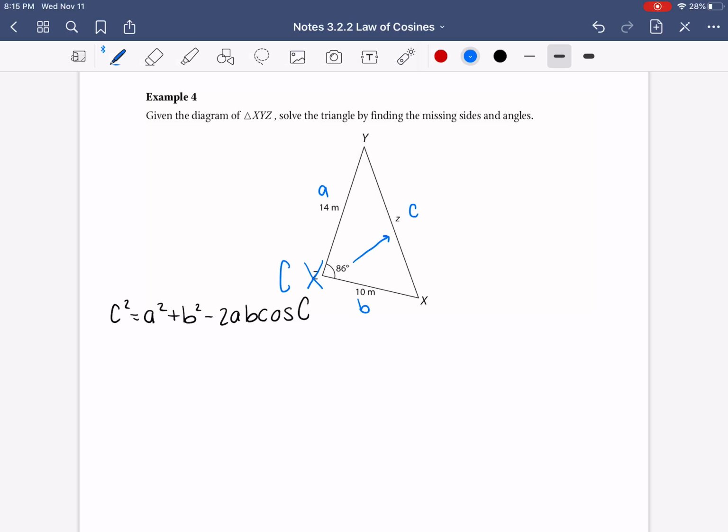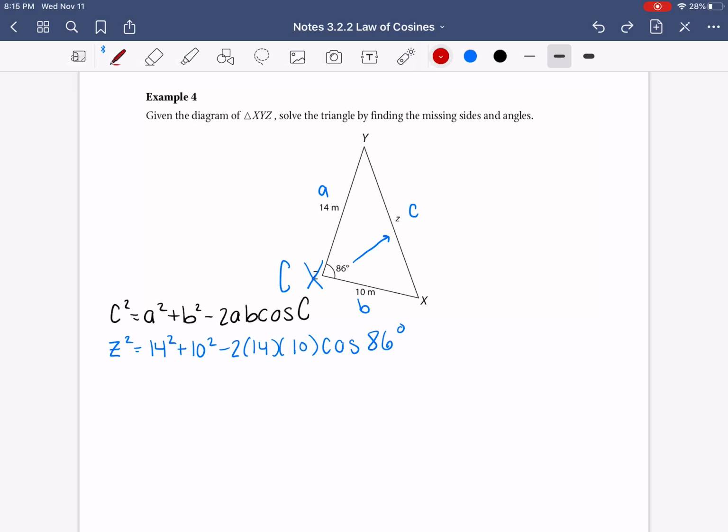Now I'm going to plug in all of my pieces. Little c is z. That's what I'm trying to find. Little a is 14, little b is 10, minus 2 times 14 times 10 times cosine of capital C, which is 86 degrees. Since it has this little degree symbol right here, that means I'm in degree mode. So when I use my calculator, I'm going to be in degree mode.